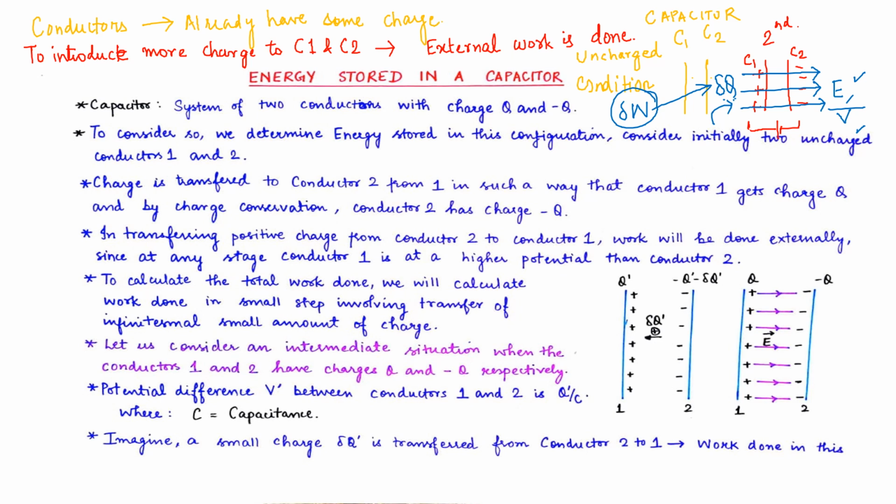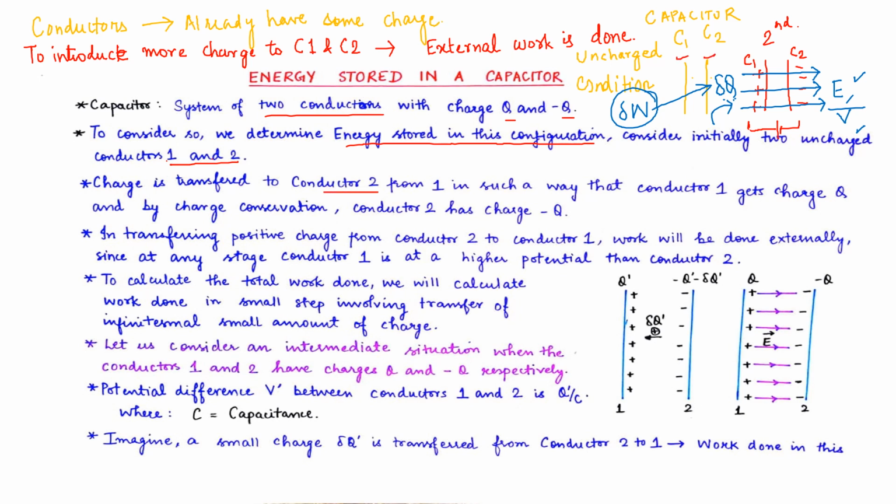Capacitor: a system of two conductors with charges plus Q and minus Q. To consider this, we determine the energy stored in this configuration. Consider initially two uncharged conductors 1 and 2. To determine the energy stored here, first of all we have taken the conductors 1 and 2 which are uncharged. This is the initial situation.